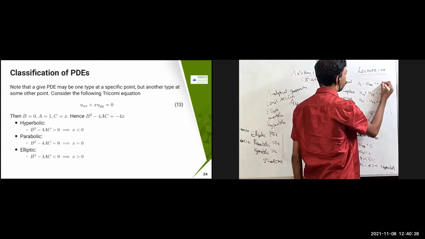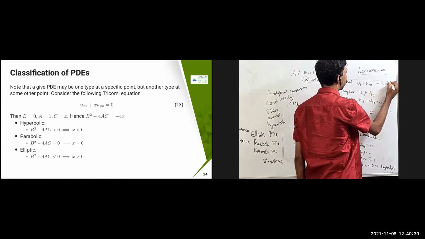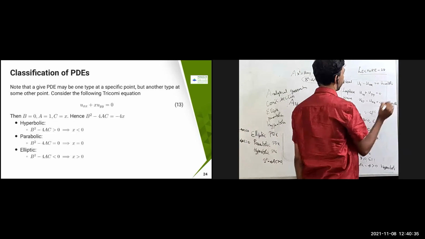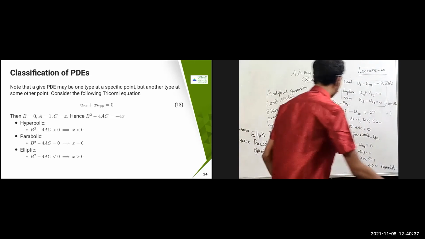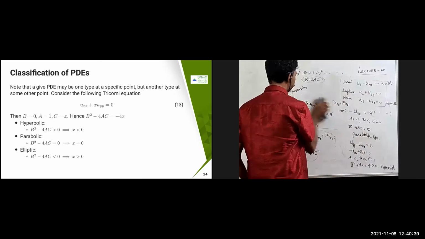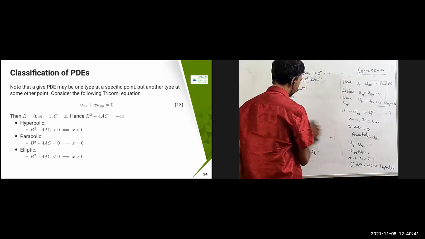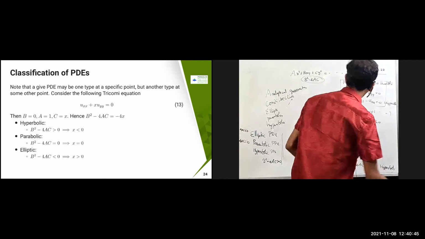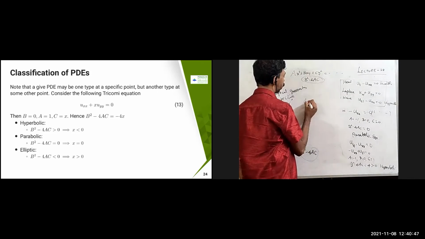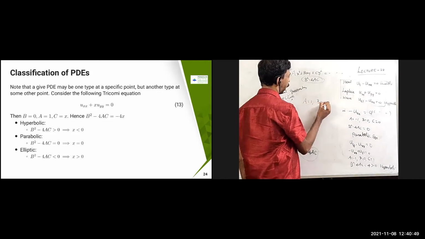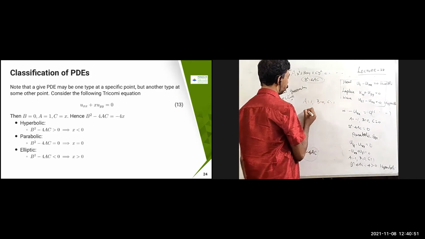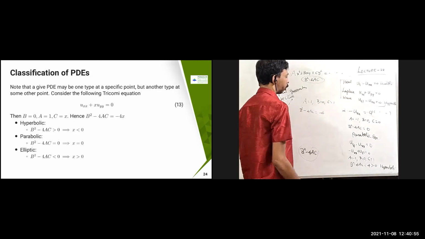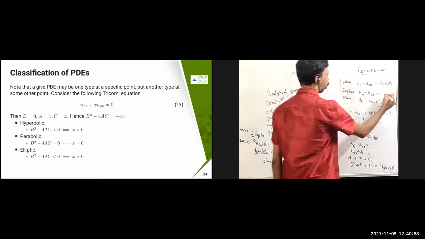So this is parabolic, and this is hyperbolic. So obviously the third one is going to be elliptic. That also we'll see. Here uxx plus uyy is there. For uxx plus uyy, what is your a? a is 1, b is 0 once again, and c is equal to 1. So b squared minus 4ac is going to be minus 4, which is less than 0. Therefore, this is an elliptic PDE.